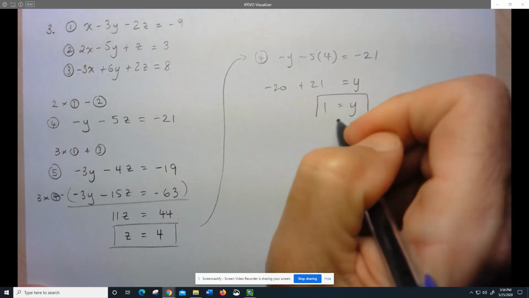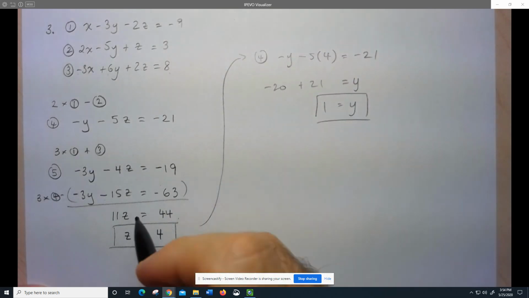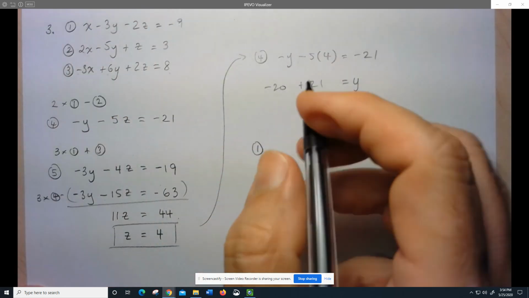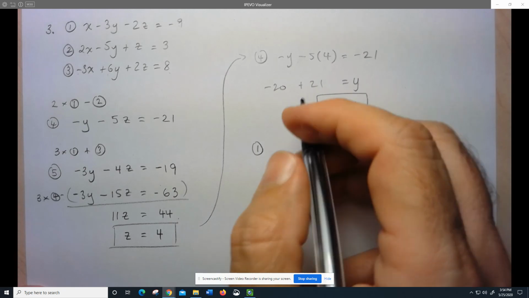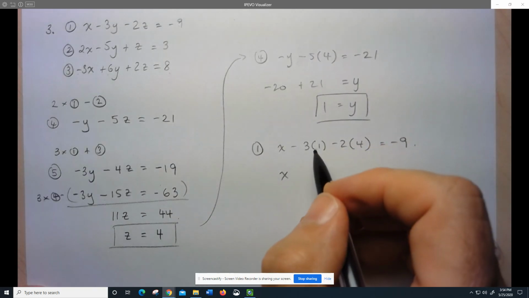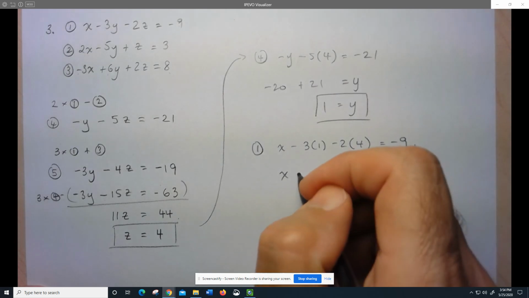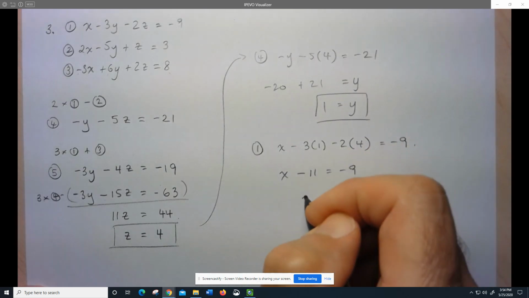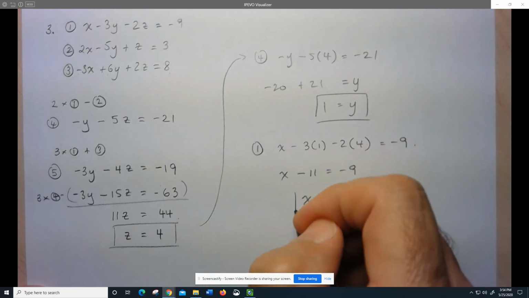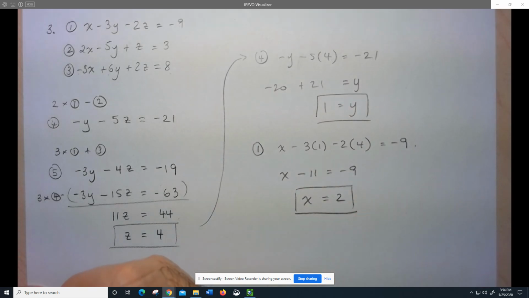So let's now take this y and z and input it into one of these equations. Looks like number 1's the easiest one to use. Okay, so x minus 3 times y minus 2 times z equals negative 9. So what do we have? We have negative 3 minus 8 is minus 11. And bring the negative 11 to the other side. Negative 9 plus 11 is equal to 2. And there we go. Turns out that this system of equations, again, has a unique solution.